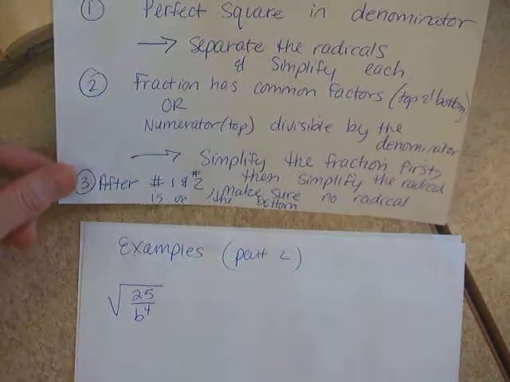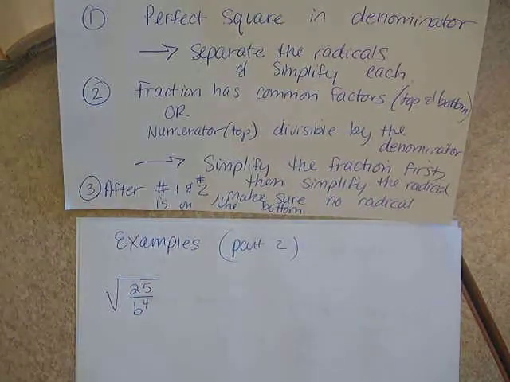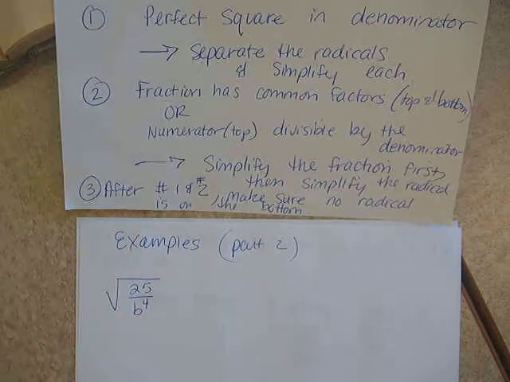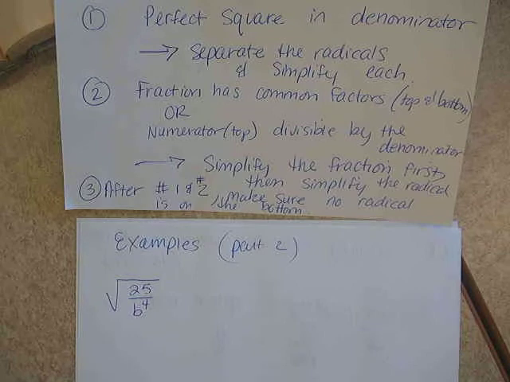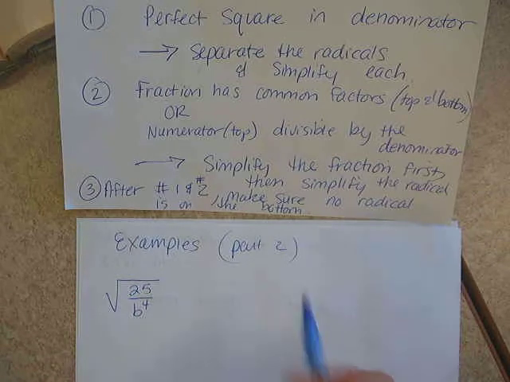I'm going to put this list back up a little bit so you can see it, just so you get the hang of what you're looking for. First question: is there a perfect square in the denominator? Is b to the fourth a perfect square? Yes, it is. B to the fifth would not be, but anything to the even exponent is.